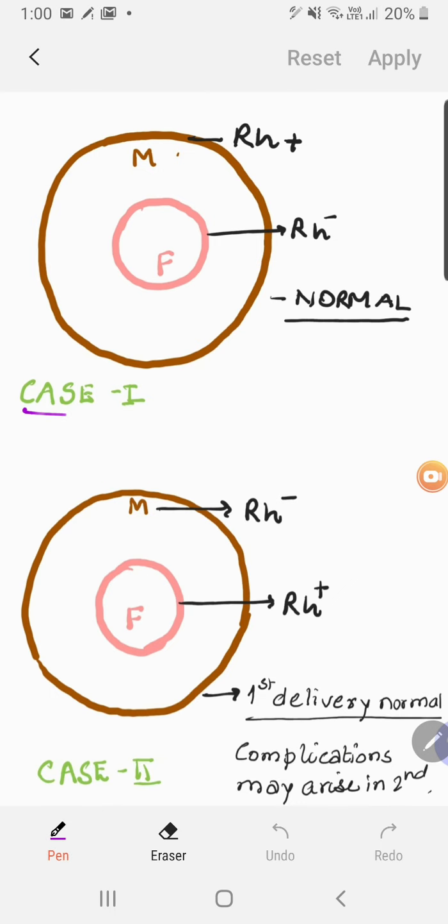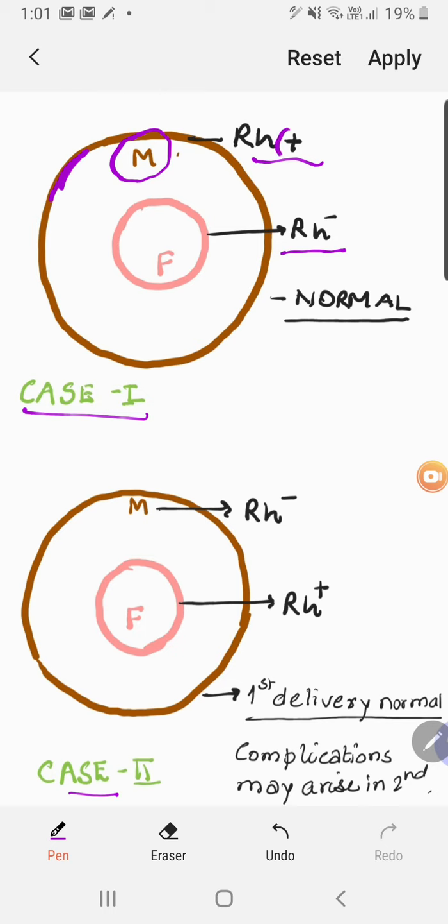I have drawn here two cases, case 1 and case 2. What is the specification? The outer circle shows a pregnant mother, right? And this orange circle is the fetus growing within the body of the mother, right? The baby growing within the body of the mother. Let me specify the case. Mother is Rh positive and the fetus is Rh negative, right?